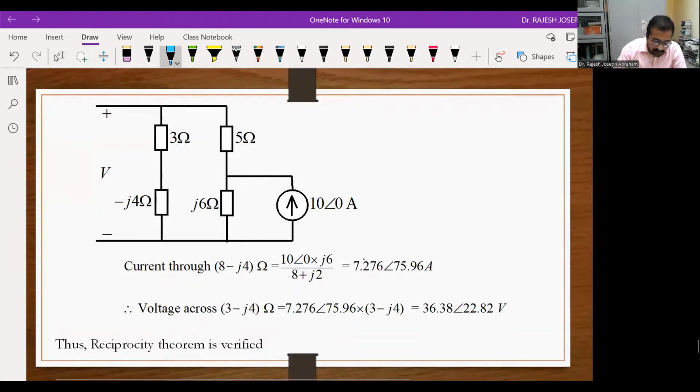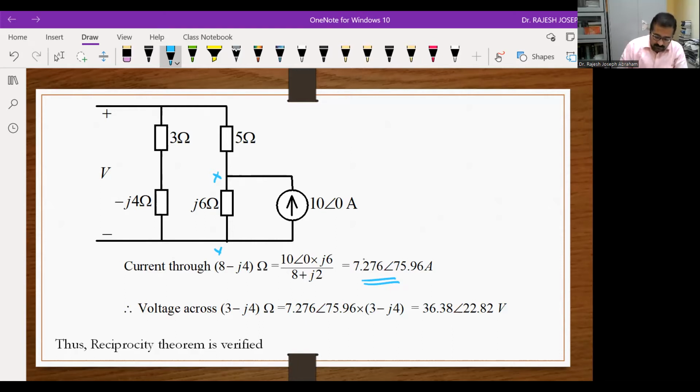So eventually what you get? We see with respect to points X and Y, J6 and these 5 ohm, 3 ohm and minus J4 are in parallel. So we need to find current through the 3 minus J4. So main current 10 angle 0 into resistance of the other branch, that means J6, divided by sum of the parallel branch resistances. So you get 8 plus J2. So that current will be around 7.276 ampere.